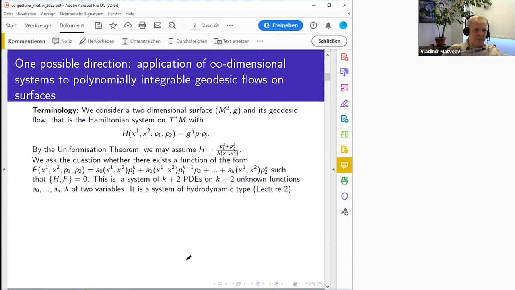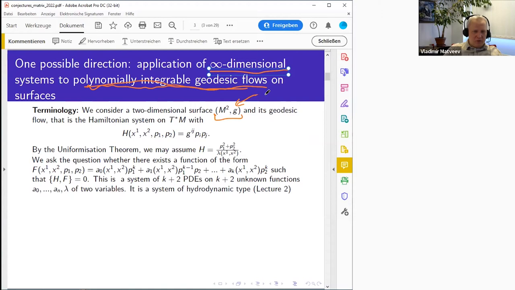One possible direction is the application of infinite dimensional integrable systems to polynomially integrable geodesic flows. I will give the definition of what polynomially integrable geodesic flows on surfaces means. It is a two-dimensional system. We consider a two-dimensional manifold, and g is a Riemannian metric. We assume it has positive signature.